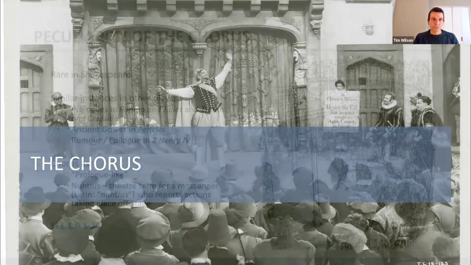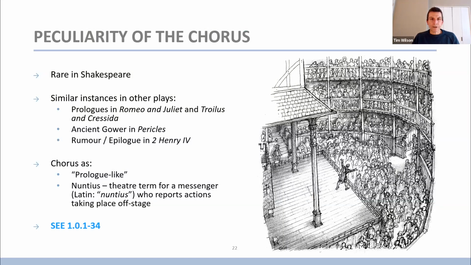The chorus. So first of all, it's rare in Shakespeare. There's similar instances in other plays. There's the prologues to Romeo and Juliet and Troilus and Cressida. There's a character named Ancient Gower in Pericles who performs a type of prologue function. There's a rumor and epilogue at the beginning and the end of the second part of Henry IV. This chorus, though, this chorus is unique. It starts every act, and it's somewhat different than these other functions.